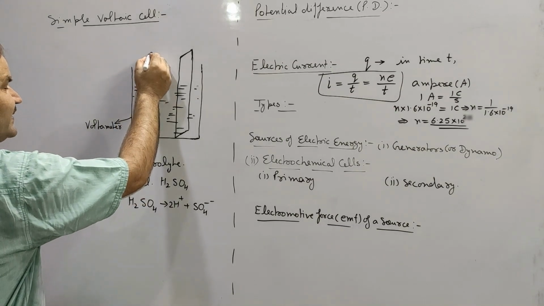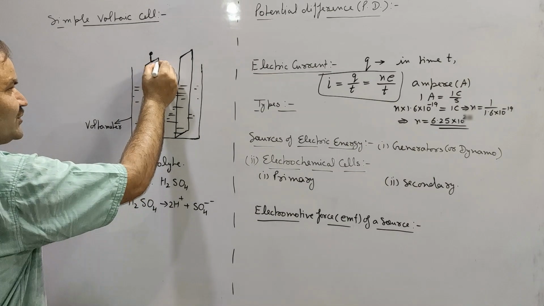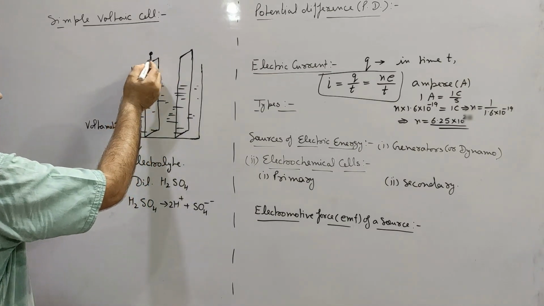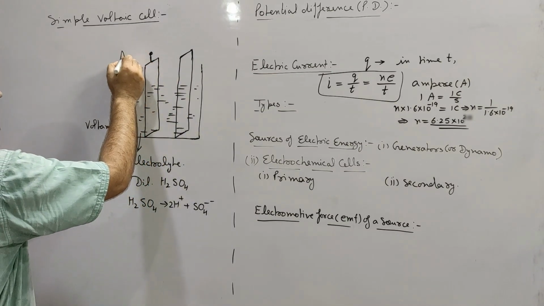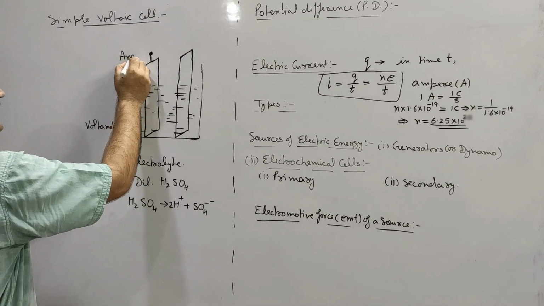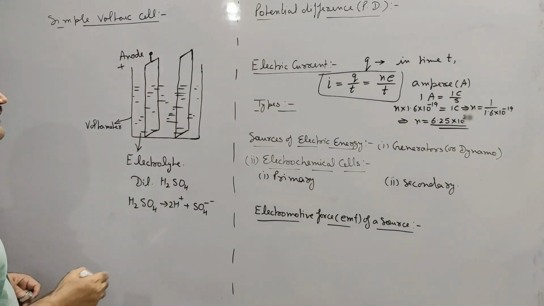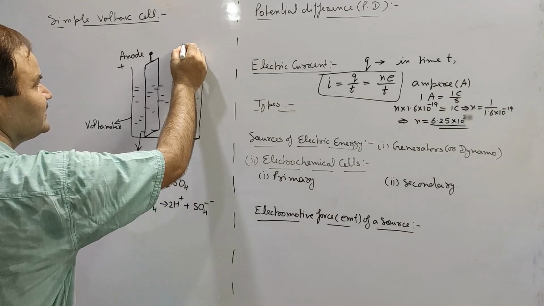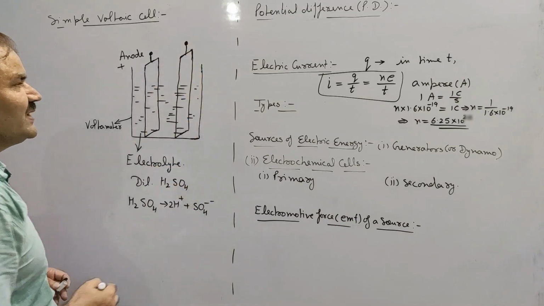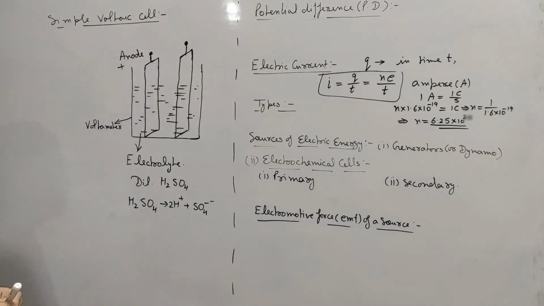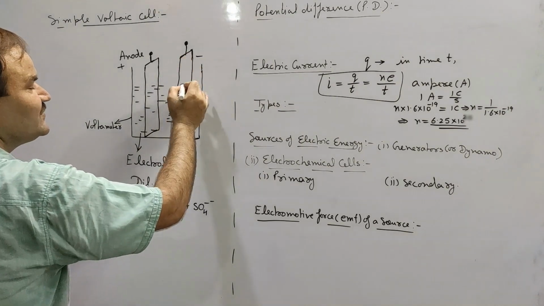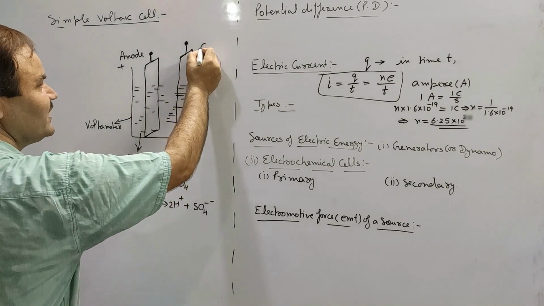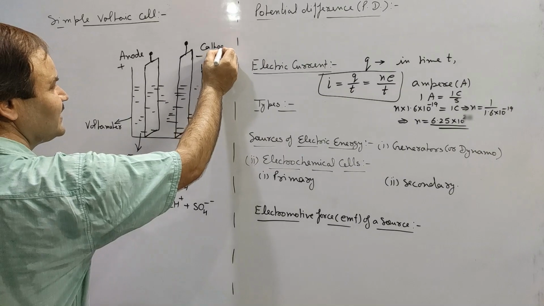Say this plate has lost electrons, so it will attain positive potential and hence will be termed as anode, while the other plate, which will gain electrons, will gain in negative charge and hence negative potential and will be termed as cathode.